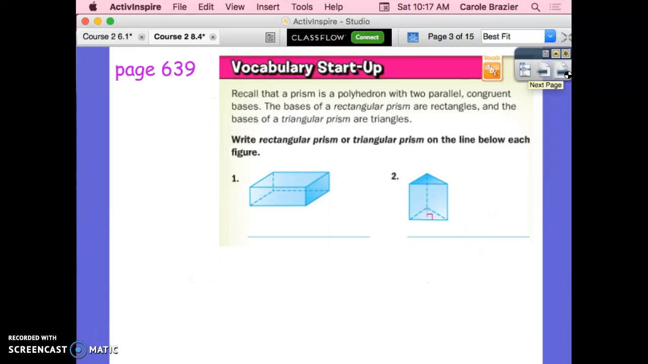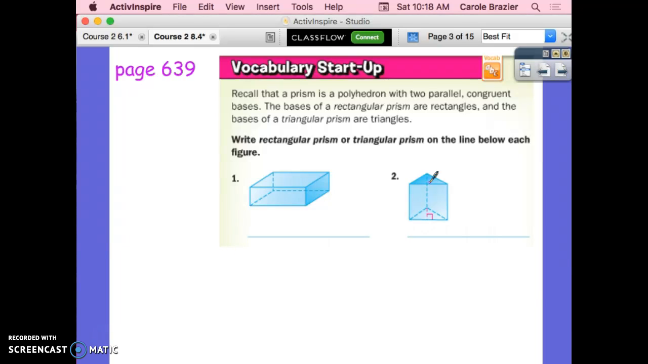Okay? So to start with, a prism is a polyhedron with two parallel, congruent bases. So that means the top and the bottom look at each other, and they're going to stack right on top. Same with our rectangular prism over here. So the bases of a rectangular prism are rectangles, and the bases of a triangular prism are triangles.